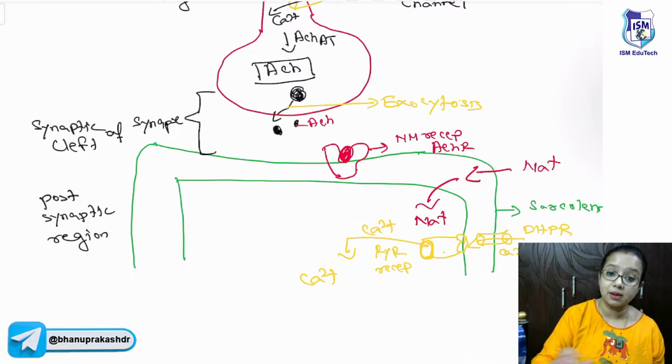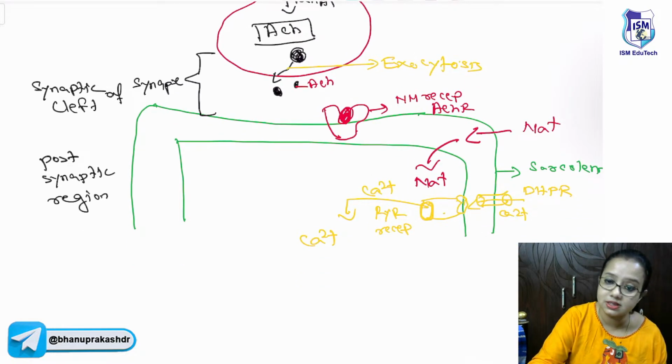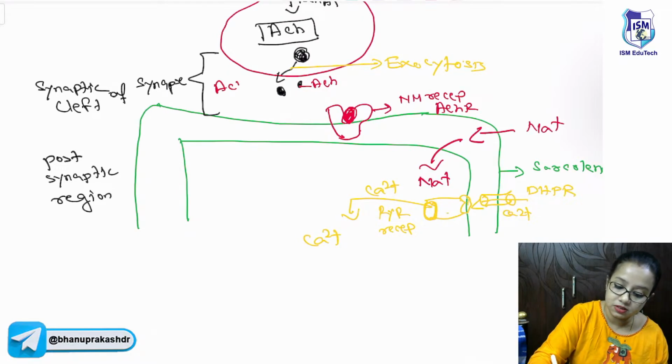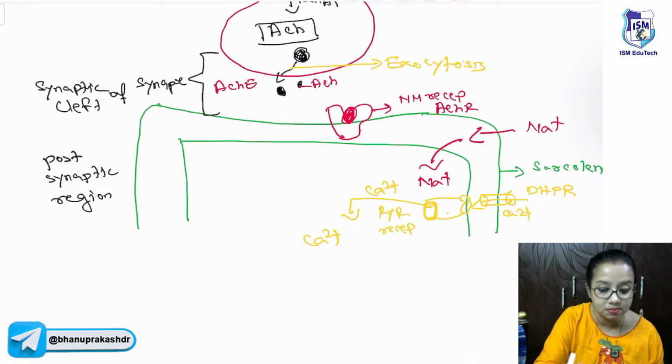Now, coming on to the applied part. After this acetylcholine does its function, there are still certain molecules of acetylcholine left, which are digested by the acetylcholinesterase that is present in the synaptic cleft.